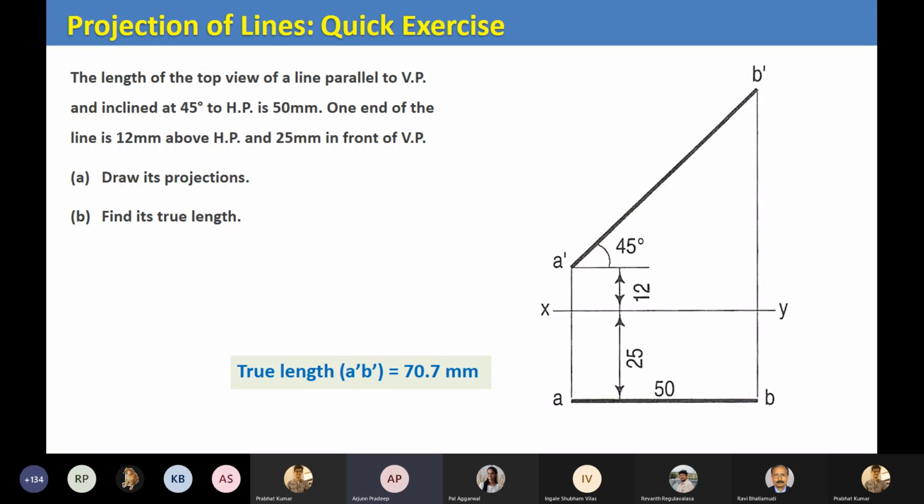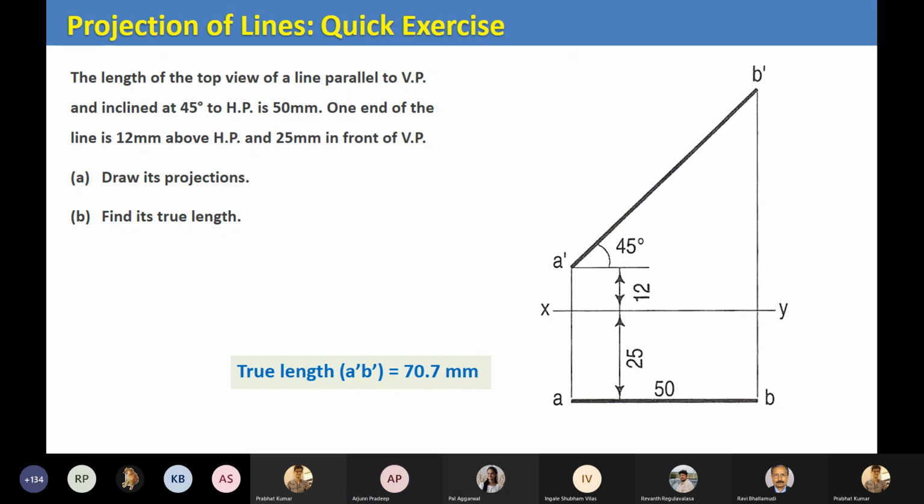But the solution will come like this only. That end should be coming 12 above HP. So whether it is B or C or A, that doesn't matter. And then 25 in front of VP, so that will come in this way, in this view basically.